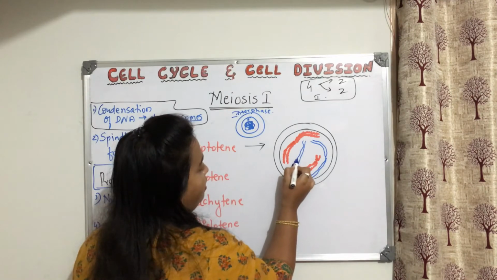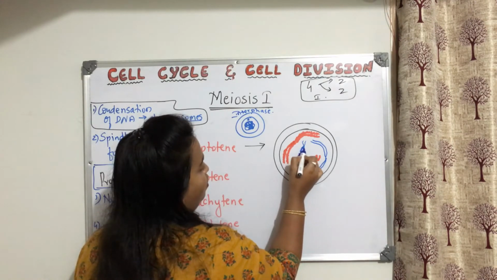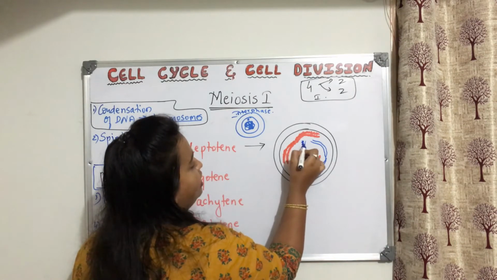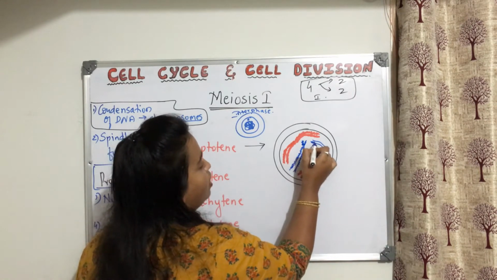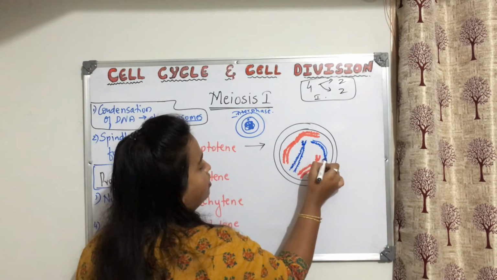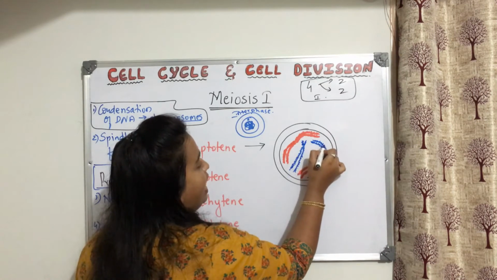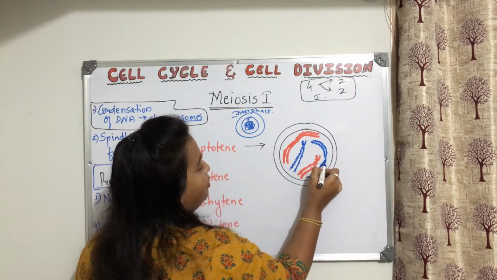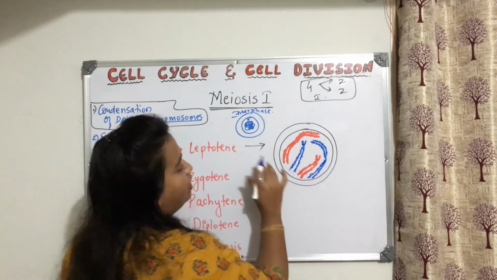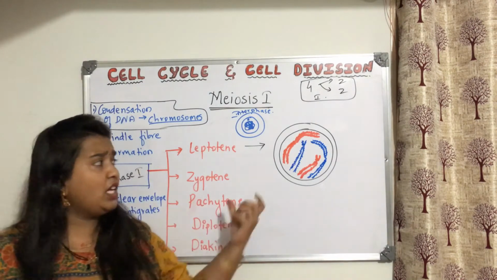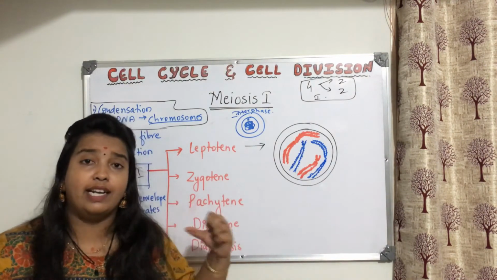This is how you will be able to see the chromosome at leptotene, because initiation of compaction of DNA has started. So that is why it looks like this. You will start seeing long chromosomes. They are not compacted. They are not condensed here still.